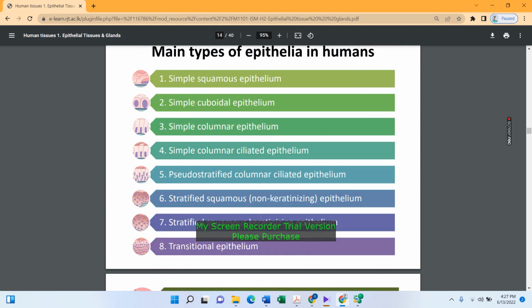Now we will be discussing these eight types of epithelium, their structure, function, and location.